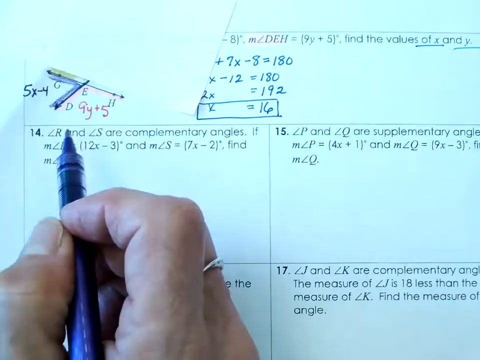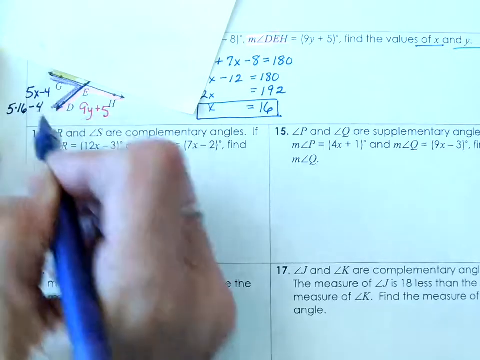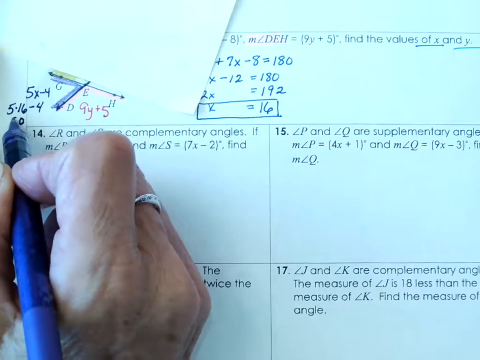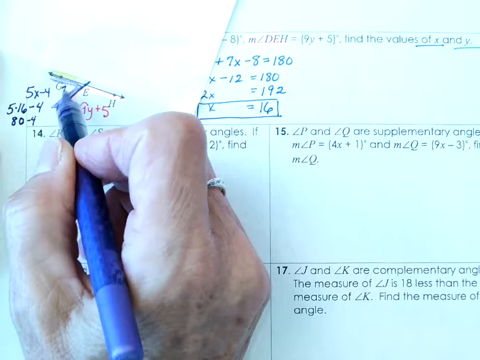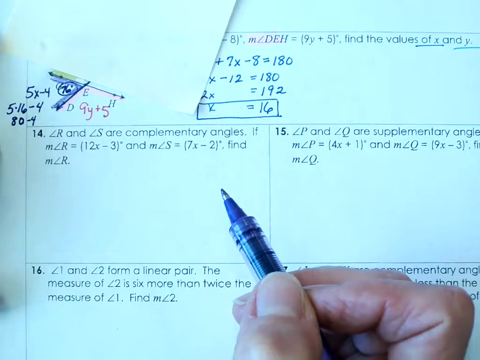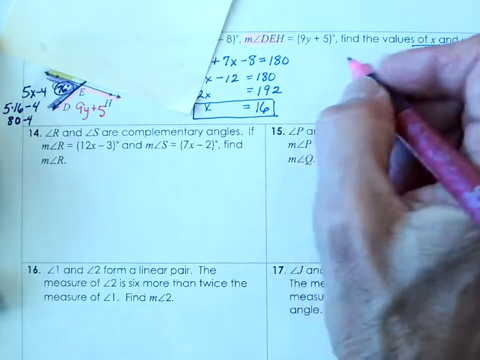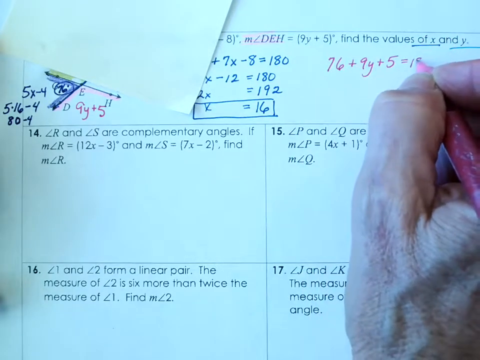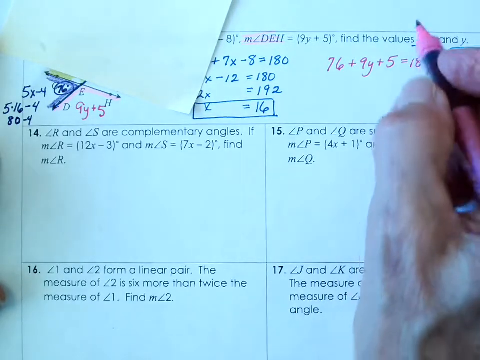I have the degrees. So if I do 5 times 16 minus 4, so 5 times 16 is 80, minus 4. This little angle right here is 76 degrees. So if I add these two together, 76 plus 9y plus 5, that total is 180 because they're a linear pair, which means they're adjacent and supplementary.